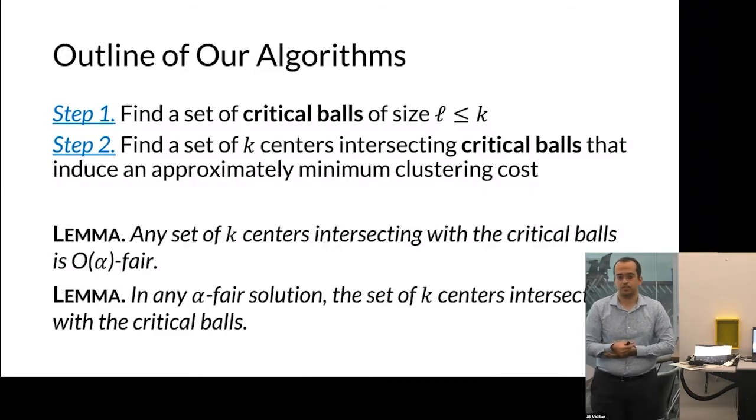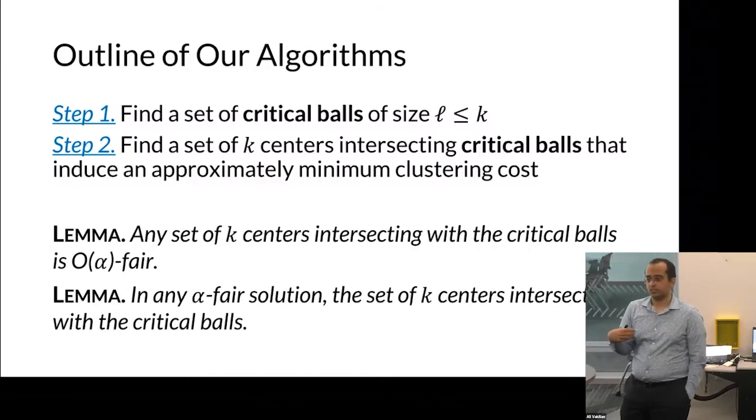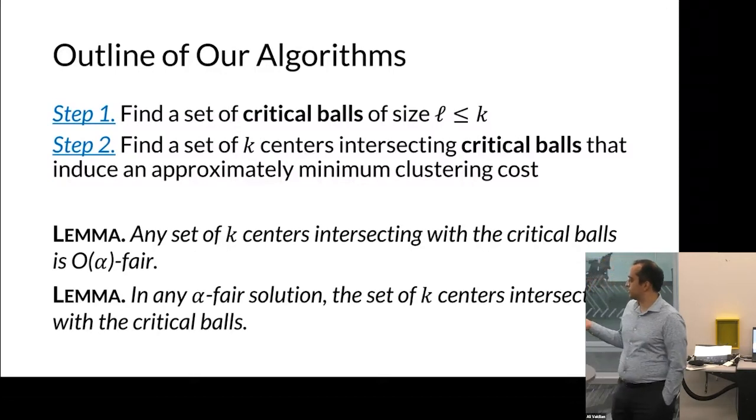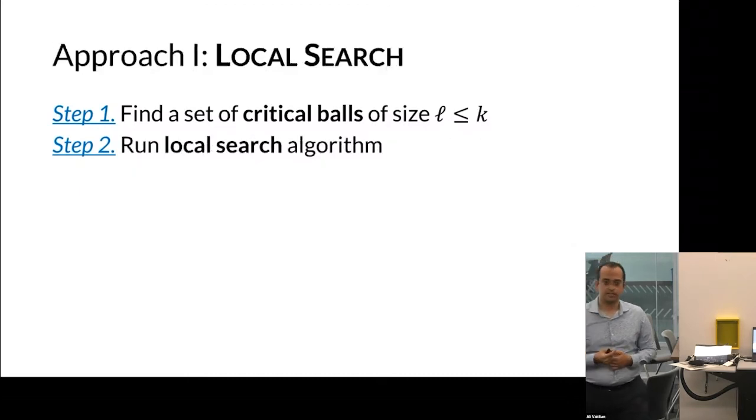Okay, so this is somehow clear. The first part that I showed is that any set of K centers intersecting the critical balls is order of alpha fair. That was the previous slide. And it's also easy to see, by the fairness requirement, that any alpha-fair solution has to pick centers that intersect these critical balls, because just looking at the requirement for the centers, you need to pick someone from that radius. So if you have a good approximation algorithm here, then we are done.